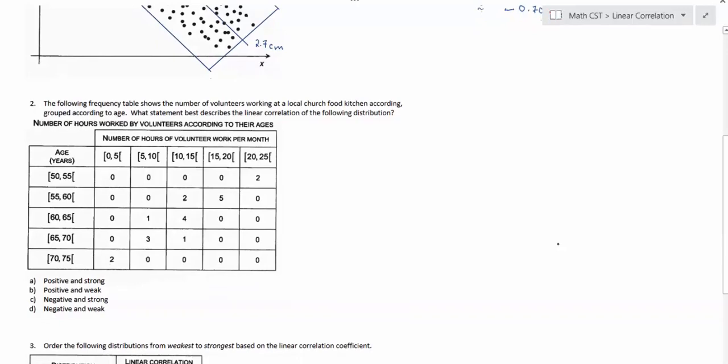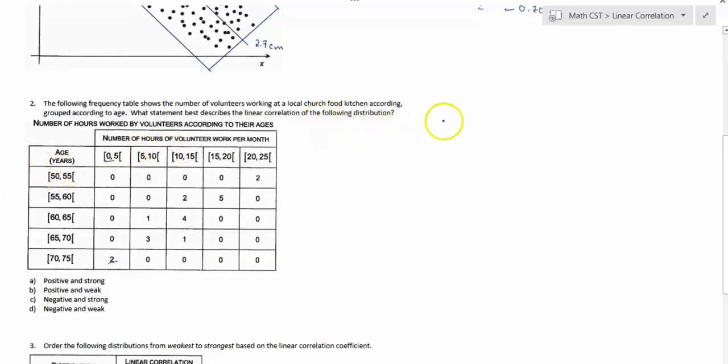So I notice that the different volunteers work a number of hours per month, and I can also see that those volunteers' ages are listed here on the left. They range in age from 50 years old to 75 years old or older, and the number of hours that they work per month corresponds with that. Now I can see a trend here: the older you are, the fewer hours you work. Do you see this here? The younger you are, the more likely you are to work 20 to 25 hours.